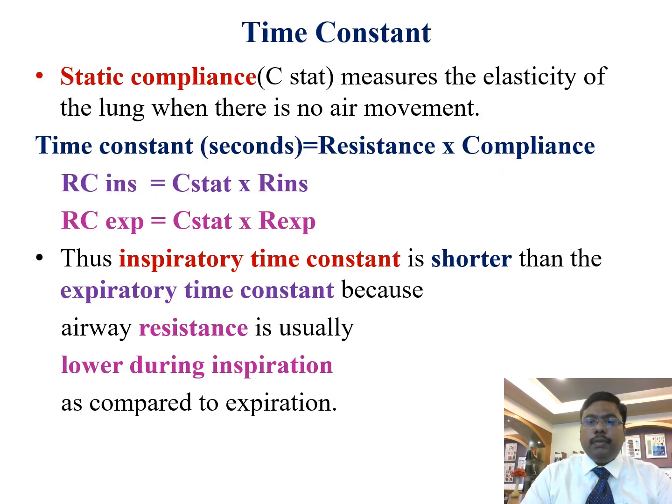Static compliance measures the elasticity of the lung when there is no air movement. Time constant is equal to resistance into compliance. Inspiratory time constant is equal to compliance into inspiratory resistance, and expiratory time constant is equal to compliance into expiratory resistance. Thus, inspiratory time constant is shorter than the expiratory time constant because airway resistance is usually lower during inspiration as compared to expiration.